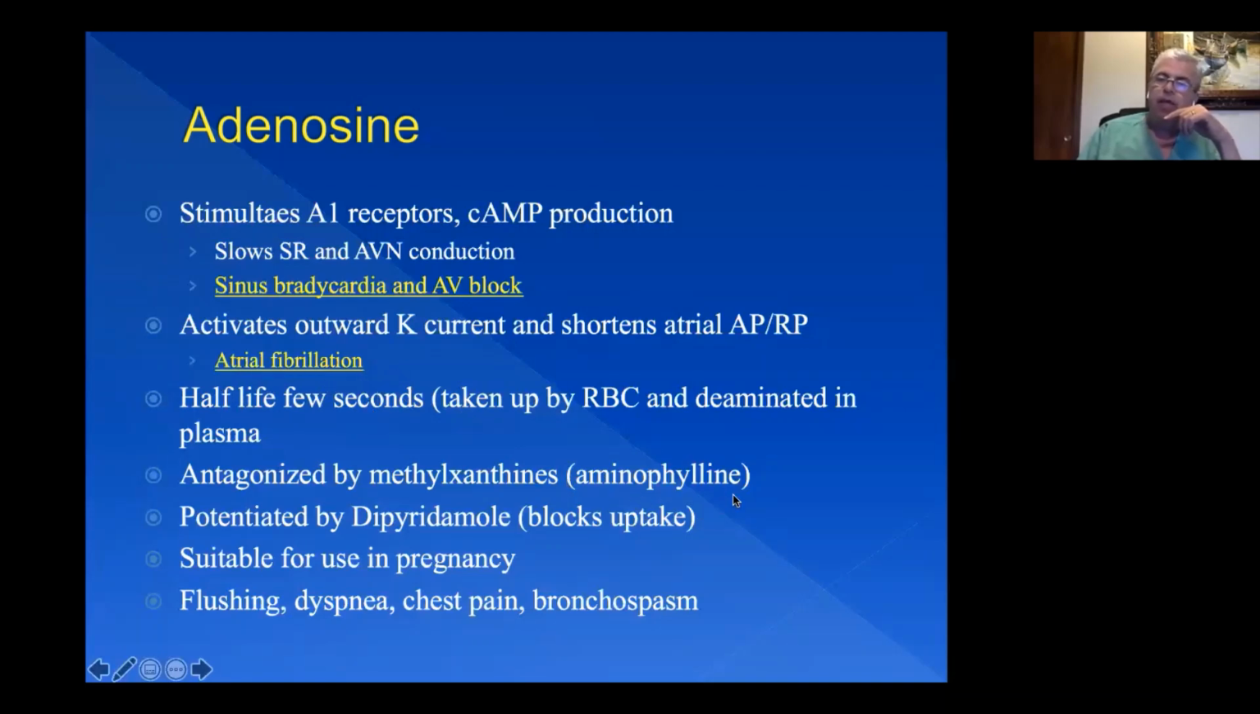If the patient is taking aminophylline, it antagonizes its effect, so you need to give 12, 18, 24 milligrams of adenosine. And if the patient is on dipyridamole, you probably need to start with 3 milligrams instead of 6 milligrams of adenosine, because dipyridamole blocks its uptake and potentiates its effect. It is safe to use in pregnancy. As we said, the half-life is a few seconds. By the time the blood circulates towards the fetal circulation, basically it's gone.